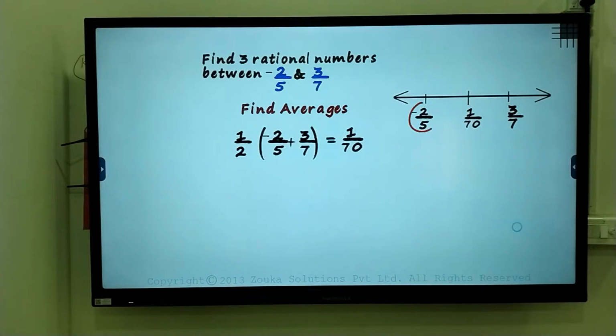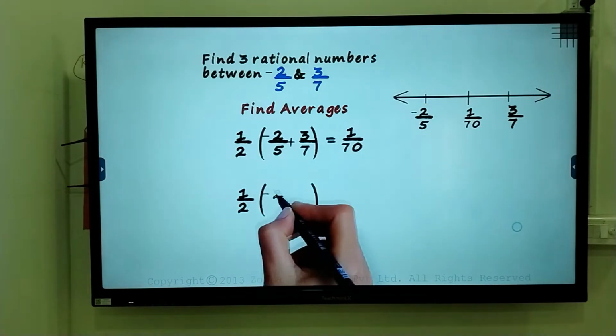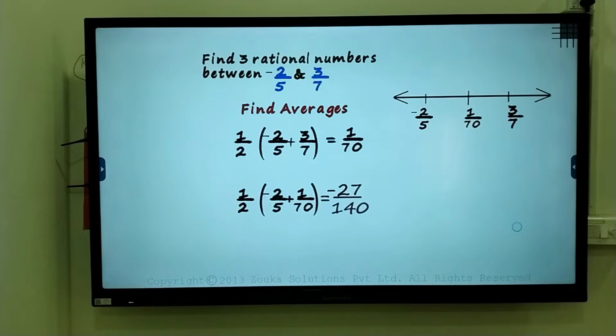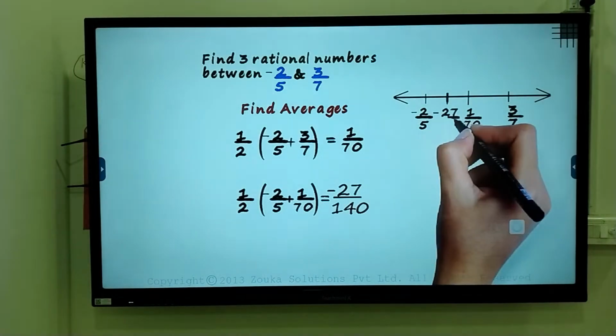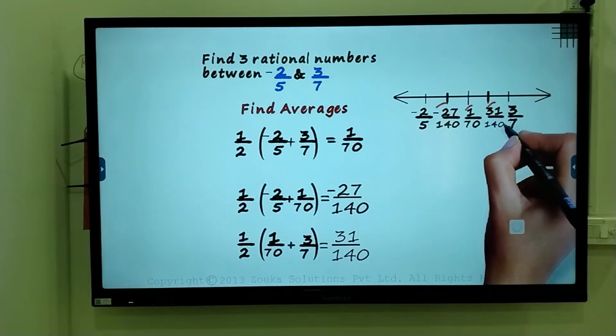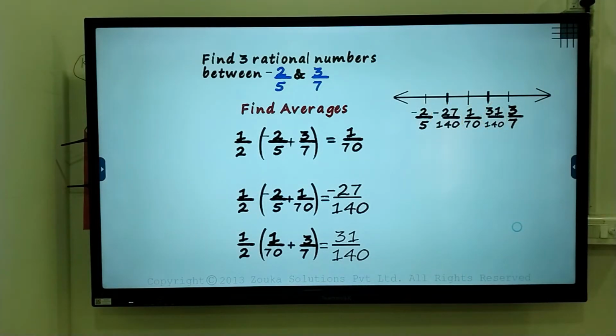Let's find the average of minus 2 by 5 and 1 by 70 first. It will be half multiplied by minus 2 by 5 plus 1 by 70. We get the average as minus 27 by 140. So we mark it right between minus 2 by 5 and 1 by 70. Next, we can find the average of these two numbers. It will be half multiplied by 1 by 70 plus 3 by 7. This equals 31 by 140. And we mark it here exactly between 1 by 70 and 3 by 7. These are the three rational numbers between our two rational numbers.